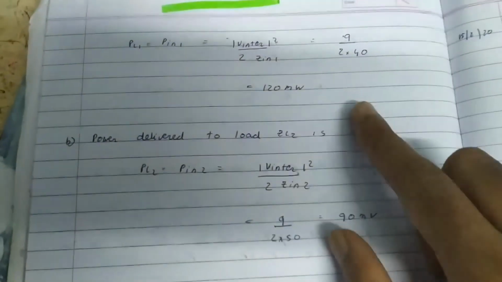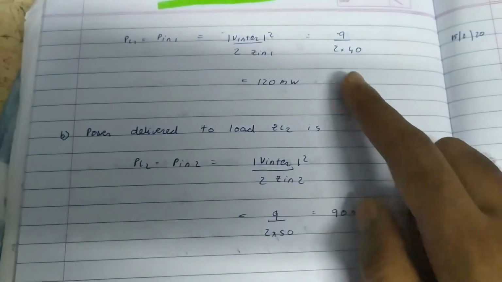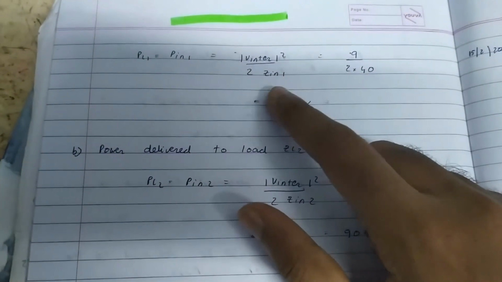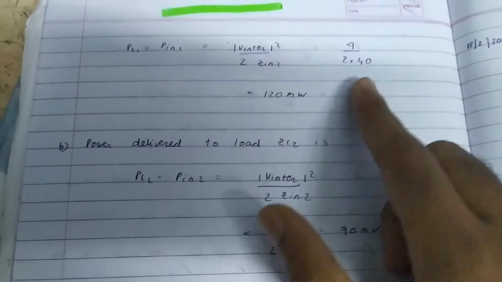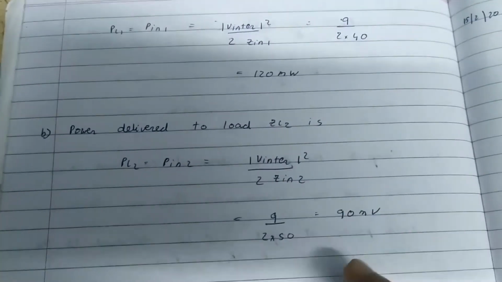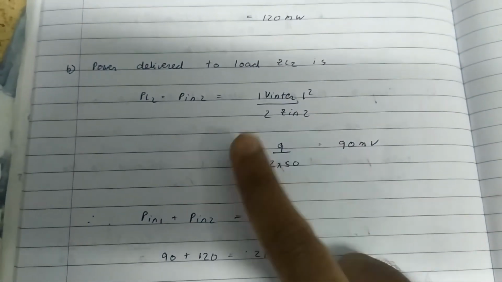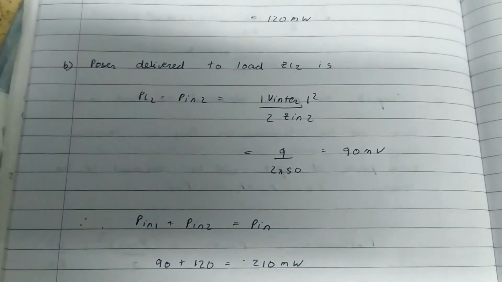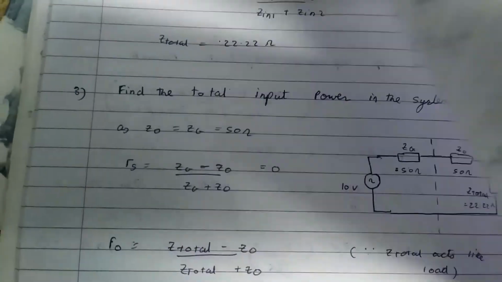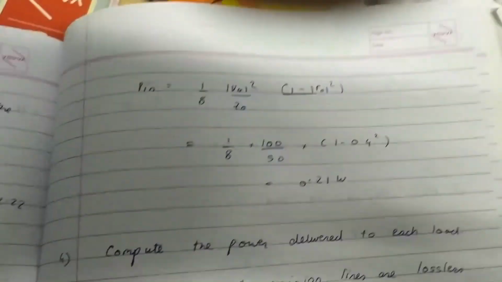In order to find the power delivered to each load, we just have to substitute these values, with Zn1 as we have found out, 40 ohm, and V intersection squared. Similarly, you can find P in load 2, and the sum of these must be equal to the input power, which we had calculated.